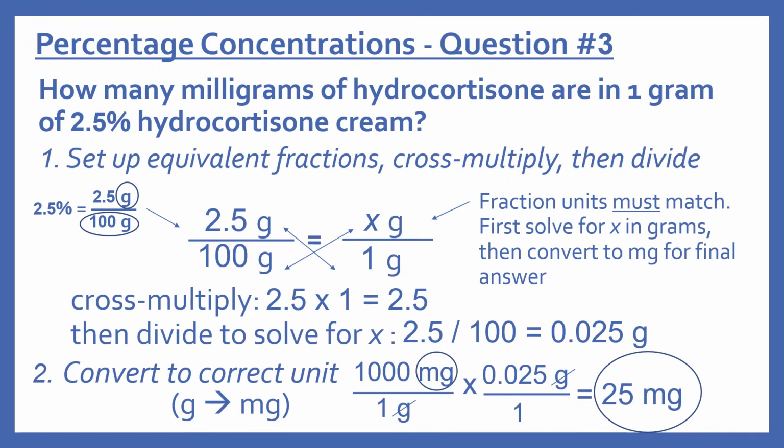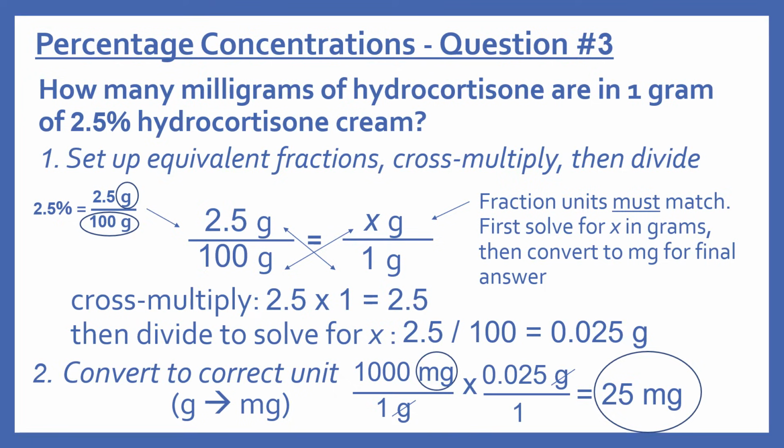And our unit for x is going to be grams. Remember, our fractions' units have to match. What's on the top of one fraction has to be what's on the top of the other fraction, and the bottom units have to match as well. So first we're going to solve for x in grams, and then we'll convert it to milligrams for our final answer. We have our equivalent fractions set up, so now we'll cross multiply. 2.5 times 1 equals 2.5. Now we'll divide to solve for x. So 2.5 divided by 100 equals 0.025 grams.